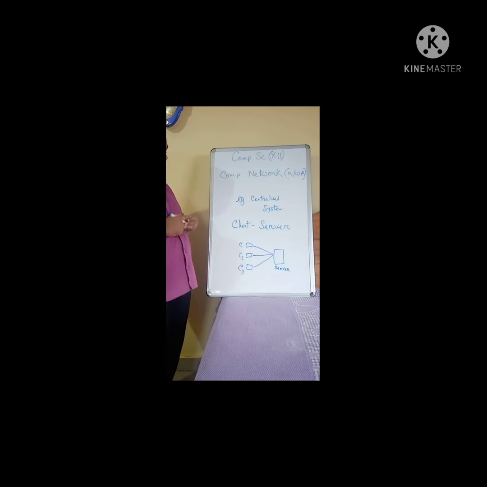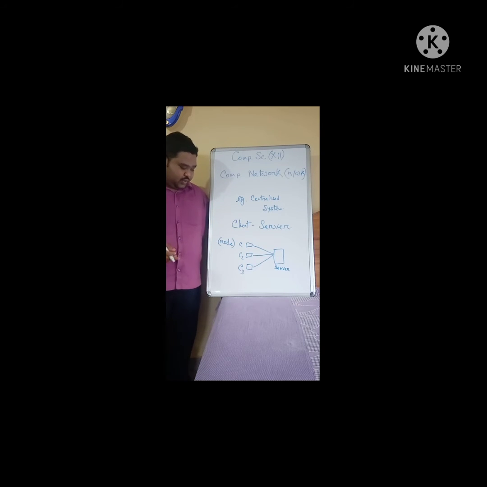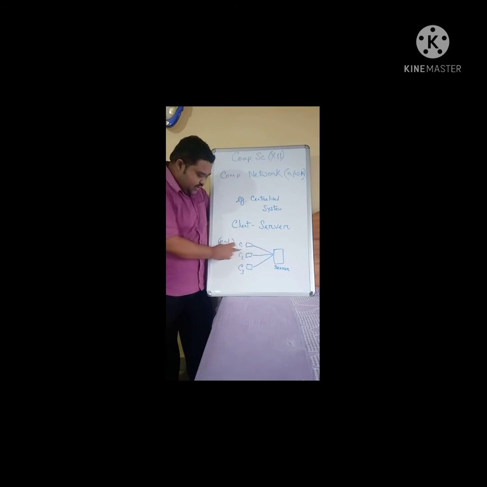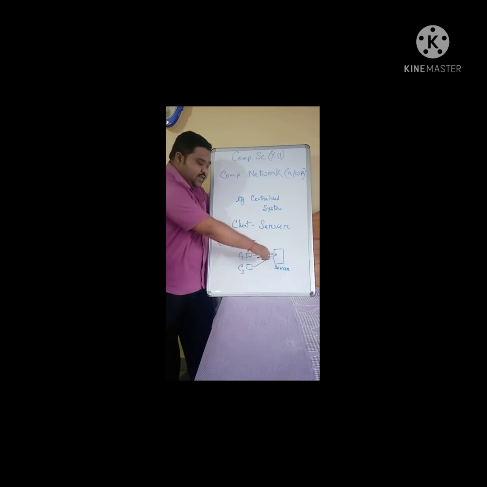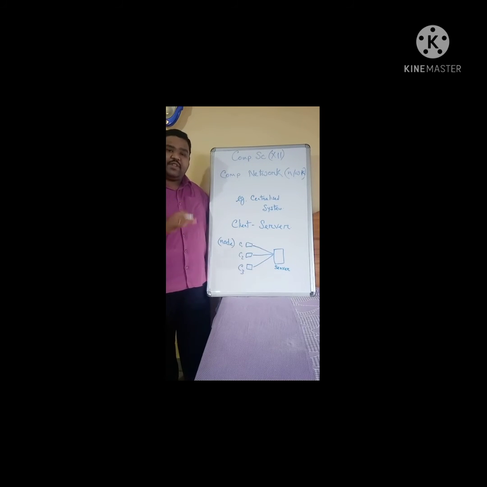Okay, so one more thing, in a computer network each computer is considered as a node, NODE. So client server: C1, C2, C3 are the clients and this is the server. How are they different from one another? They are ordinary machines and this is a powerful machine, that much in layman's language. C1, C2, C3 are the normal computers and this is a supercomputer or powerful computer.